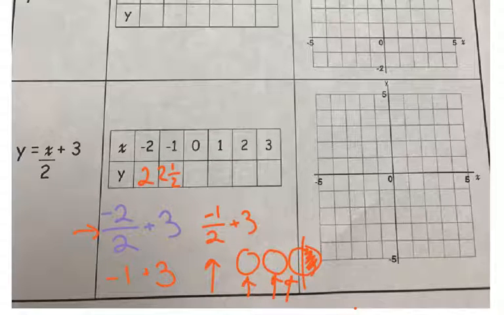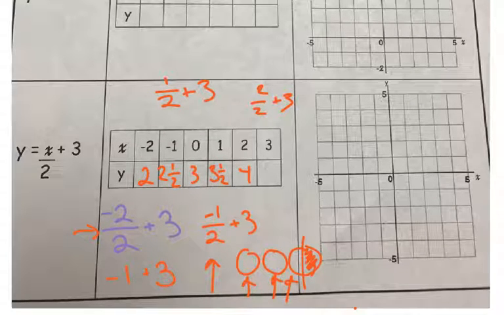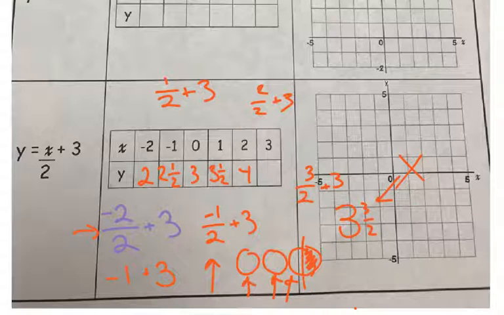0 divided by 2 is 0, plus 3 is 3. 1 divided by 2 plus 3 is 3 plus 1/2, which is 3 1/2. 2 divided by 2 is 1, plus 3 is 4. And this last one you do need to simplify. So 3 divided by 2 plus 3. You cannot have a mixed number that has an improper fraction. This is not okay. But you can take that 3/2 and say 3/2 is the same as 1 and 1/2, plus 3 is 4 and 1/2.